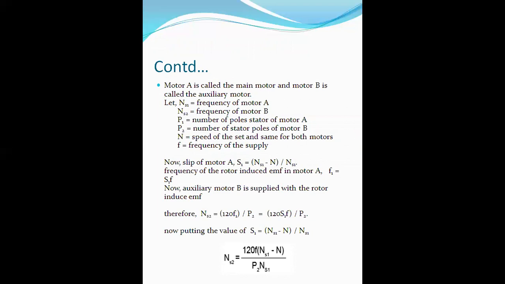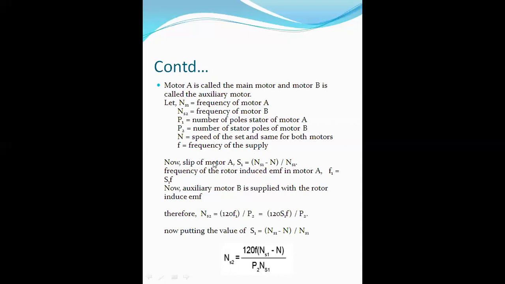So Ns1 is the synchronous speed of motor A. Ns2 is the synchronous speed of motor B. P1 is the number of poles of motor A. P2 is the number of stator poles of motor B. N is the common speed of the set, the same for both motors, and F is the frequency of the supply.